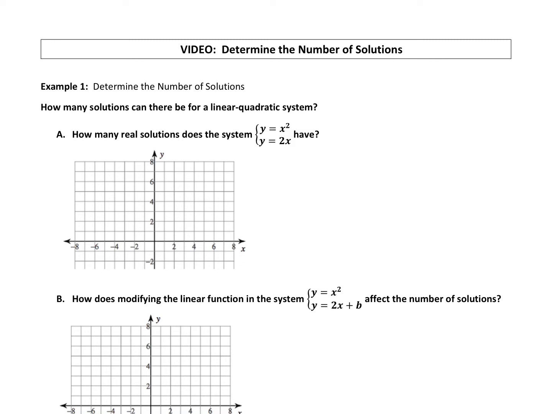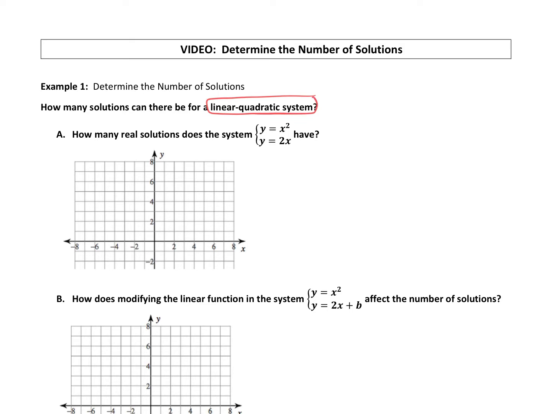Okay, in our first video, we are going to work on determining the number of solutions. So part A, how many solutions can there be for a linear quadratic system? So let's talk about this. What is a linear quadratic system?